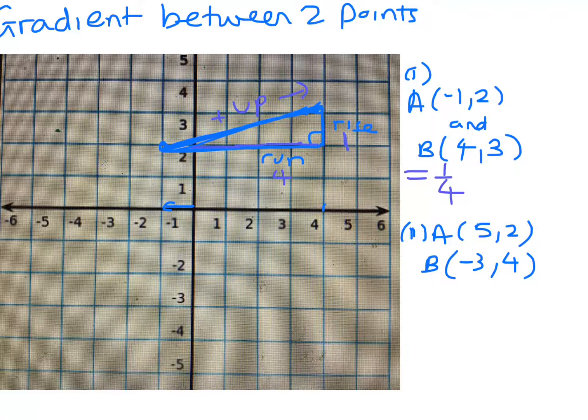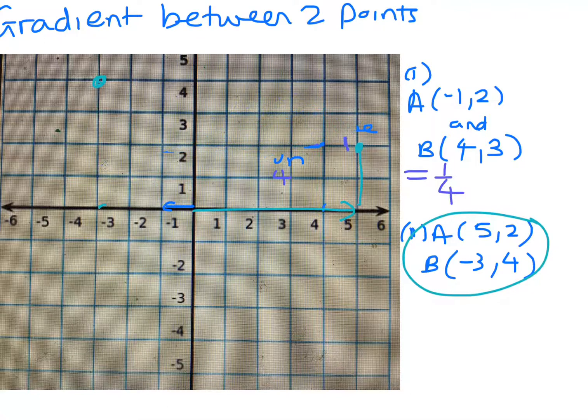Okay, now let's just do the other one. So we go across 5 up to 2. So that's up there. And then across to -3 and up to 4. Okay, now we might have to rub this one out so we can see what we're doing. So we want the gradient of the line through that there. So now what we need to do is draw our triangle.